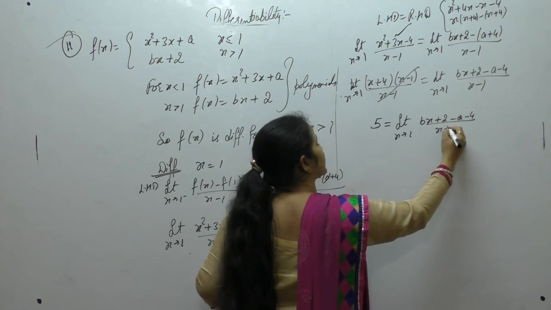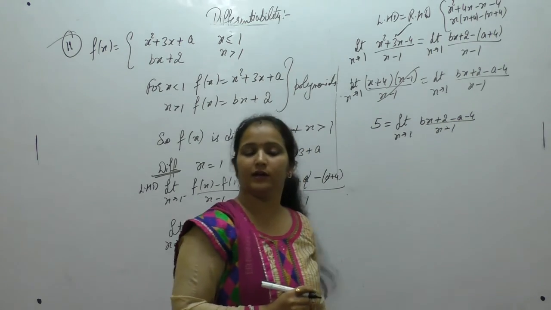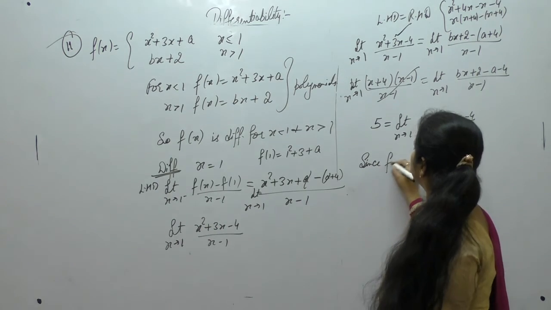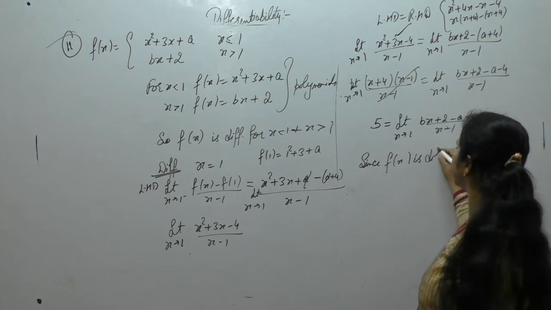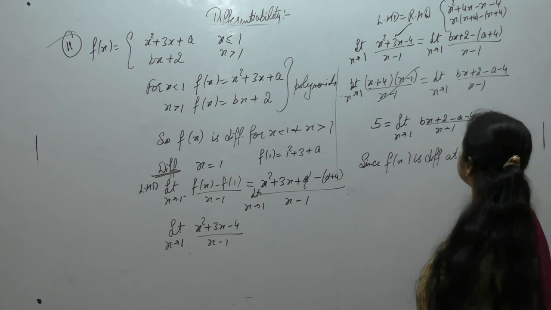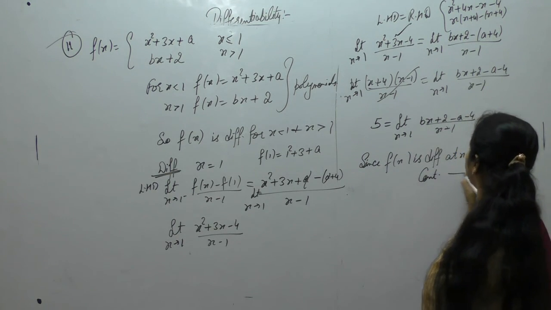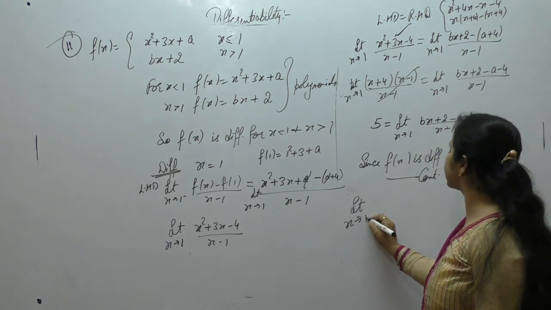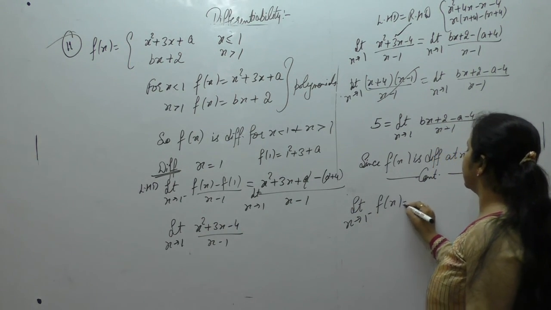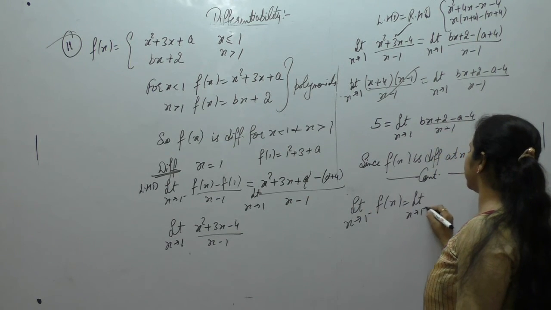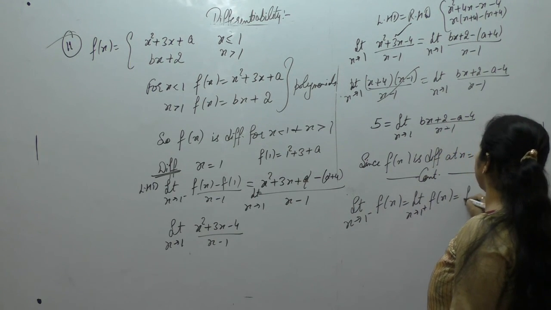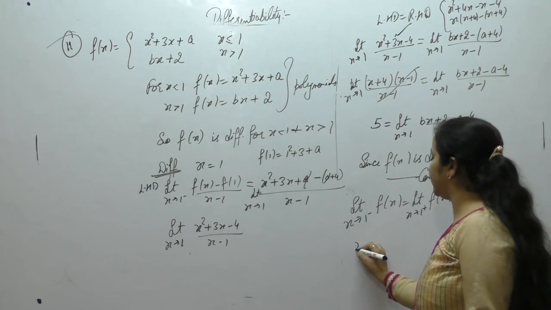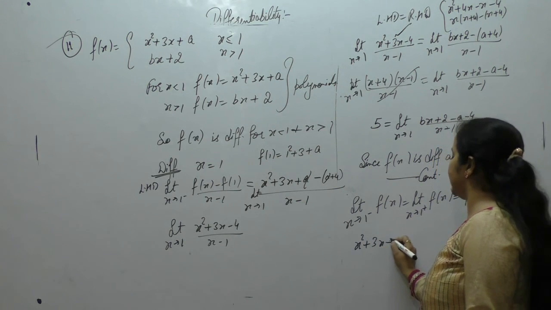Now since the function is differentiable everywhere, therefore the function will be continuous. Since f of x is differentiable at x is equal to 1, therefore it is continuous at x is equal to 1. तो continuity की क्या condition है? Limit x tends to 1 negative f of x is equal to limit x tends to 1 positive f of x is equal to value of function at that point. x tends to 1 negative, then the function has value x square plus 3x plus a.